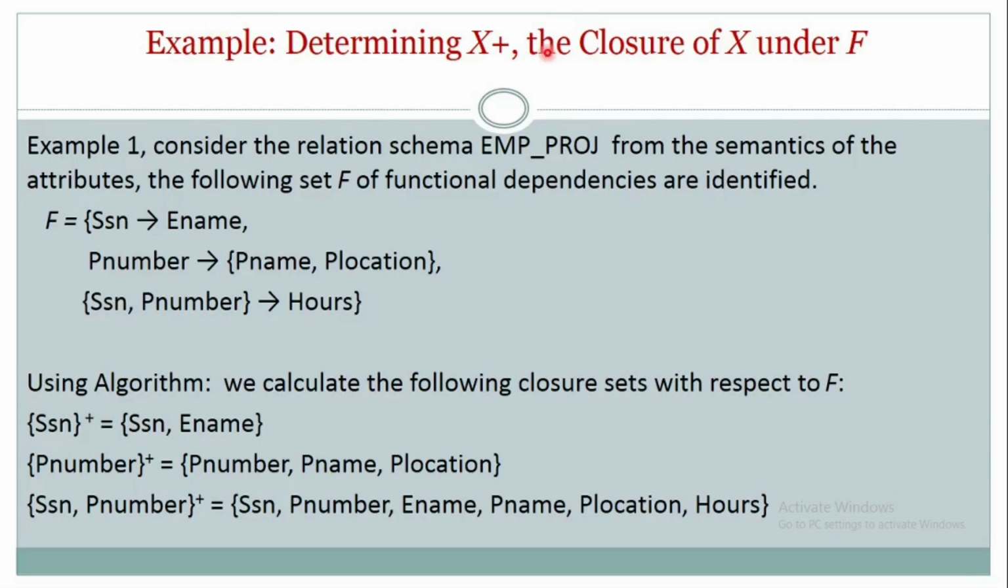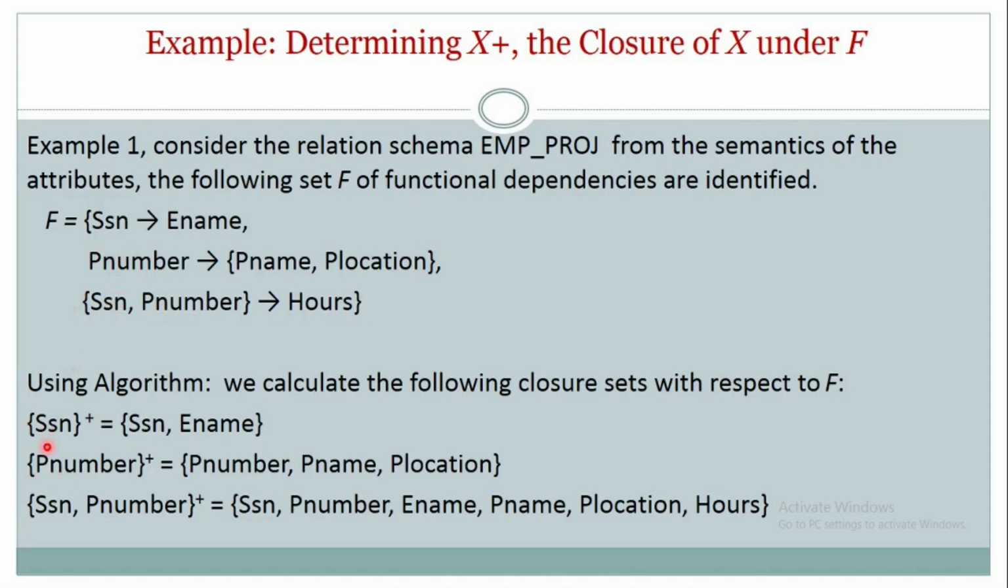Determining X+, the closure of X under F. Let us consider the relation schema EMPLOYEE_PROJECT. Here are the three functional dependencies: SSN determines employee name, project number determines project name and project location, and SSN, project number determines hours. So there are three functional dependencies. Let us find the closure of SSN first.